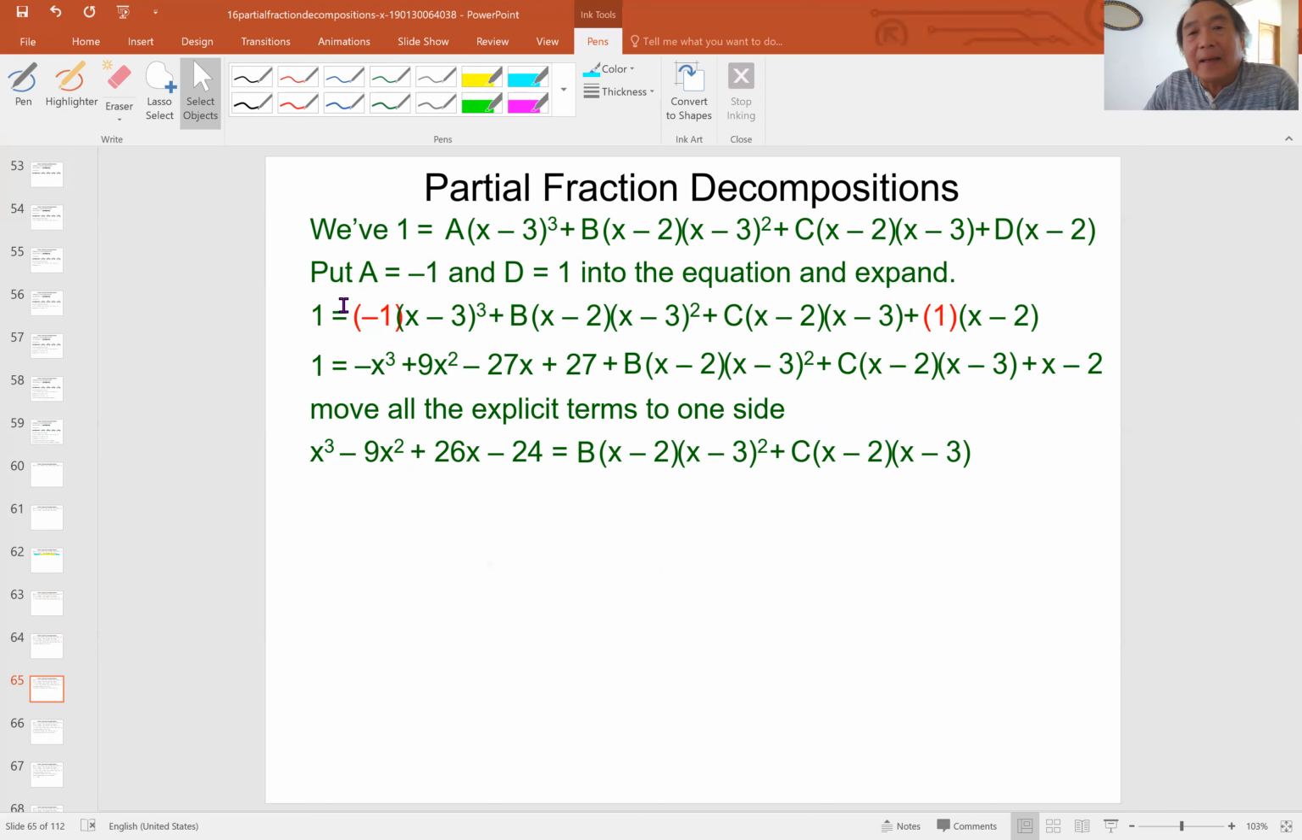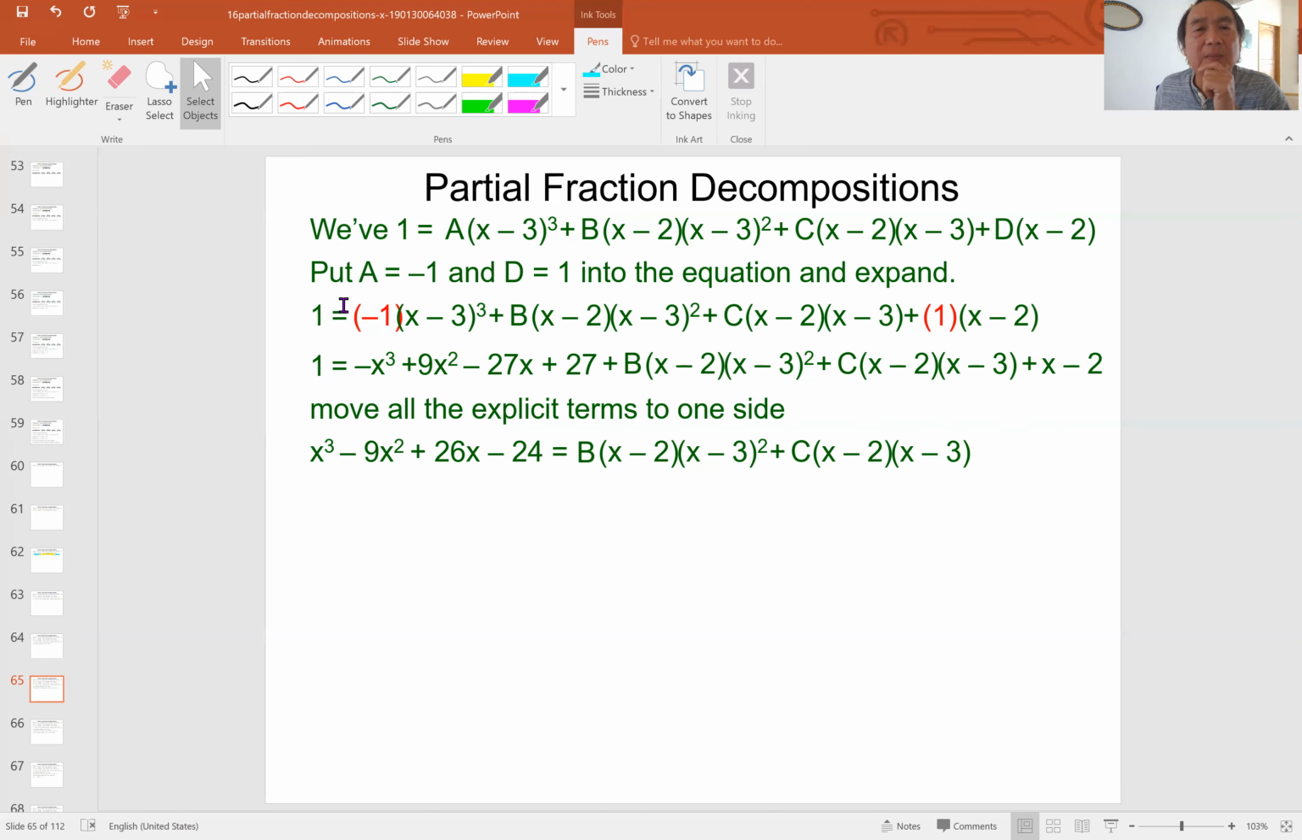Now I cannot evaluate, but if I give it 2 or 3, both sides will come out 0, 0, 0, 0. So evaluation will work. Okay. So are there any other tricks? Yeah. Usually at this point, I'm going to compare coefficients.